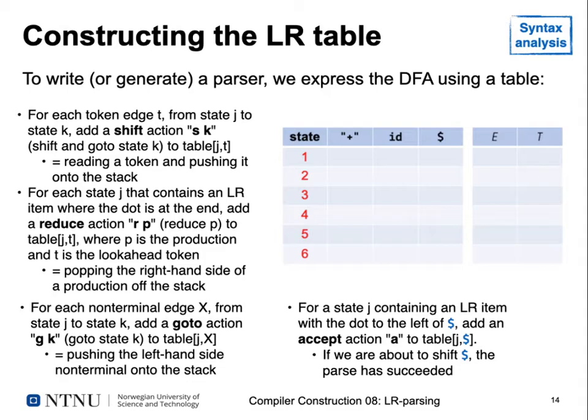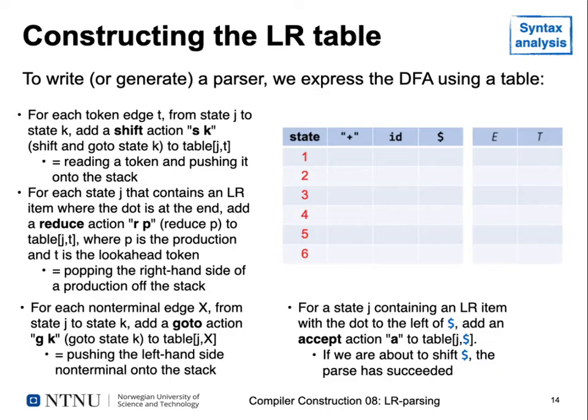So this is equivalent to reading a token and pushing it onto the stack for a bottom-up parser. For each state j that contains an LR item where the dot is at the end, we can then reduce this because we've read all the input tokens that are part of our production here. So we're at the end of this production. We've successfully read this, so we can reduce this.